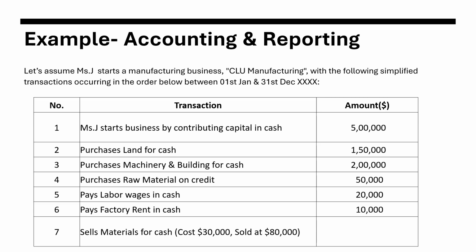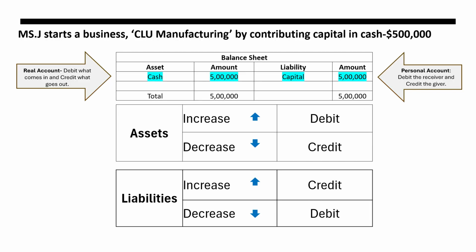The last transaction is the sale of materials for cash for $80,000. The corresponding cost of these materials is $30,000. Now let's look into each of these transactions. We'll first start with the first transaction undertaken by Clue. So the first transaction is that Clue has received 5 lakhs as capital from its owner J.